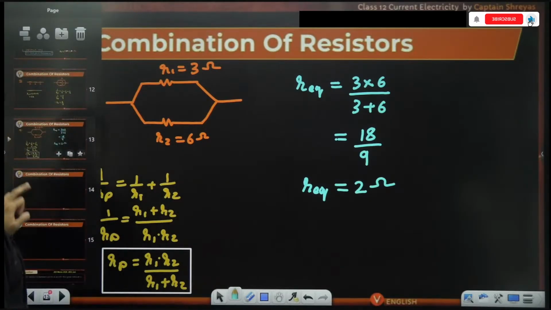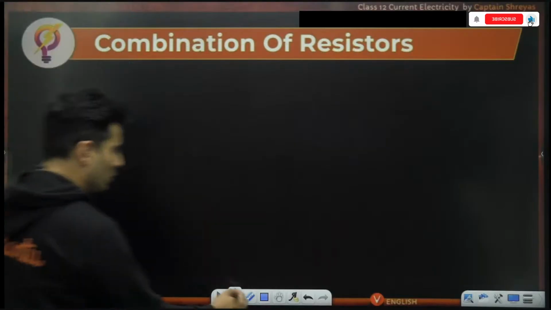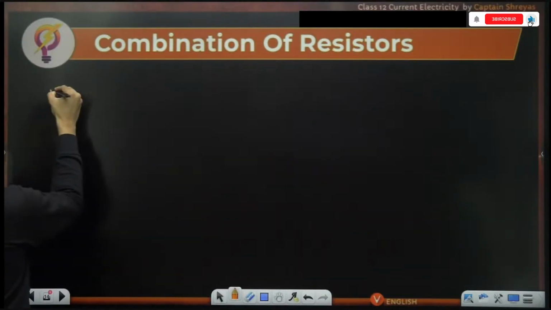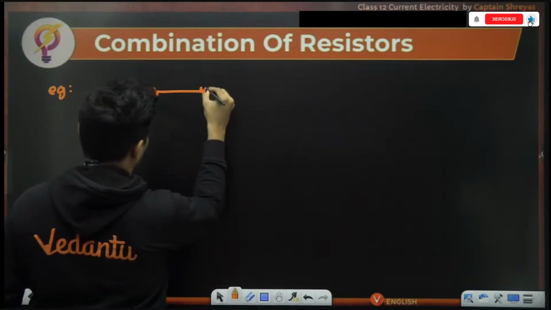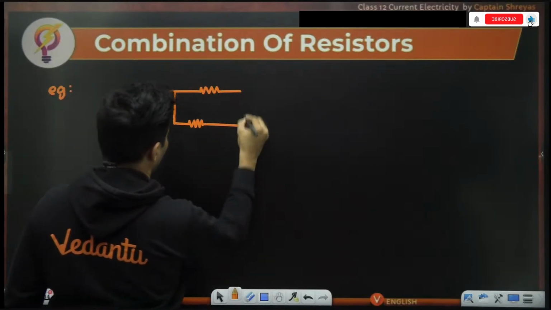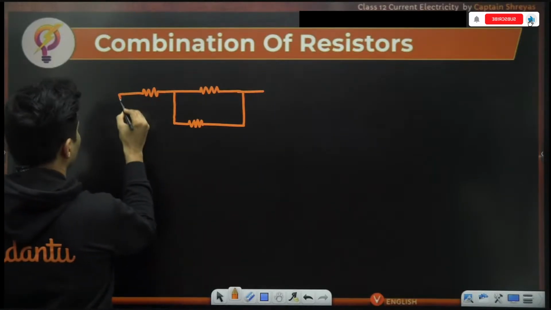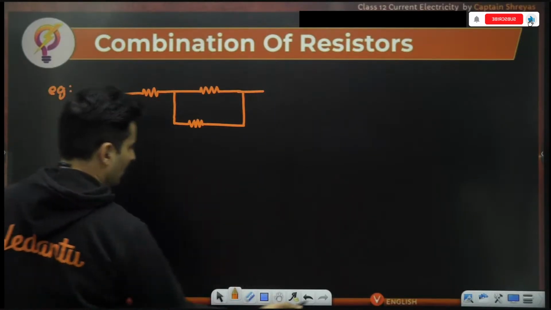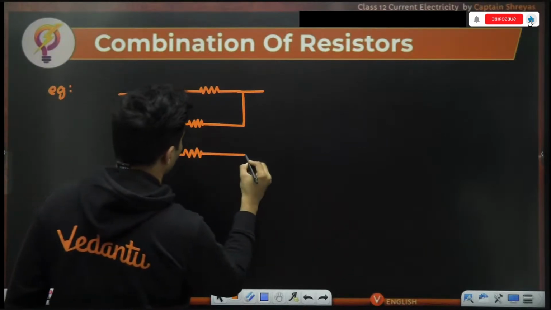Now, you need to keep in mind that sometimes it could be a combination of multiple things. Like for example, there is a resistor here, another resistor here. Let's say another resistor here, and maybe this is over here like this.